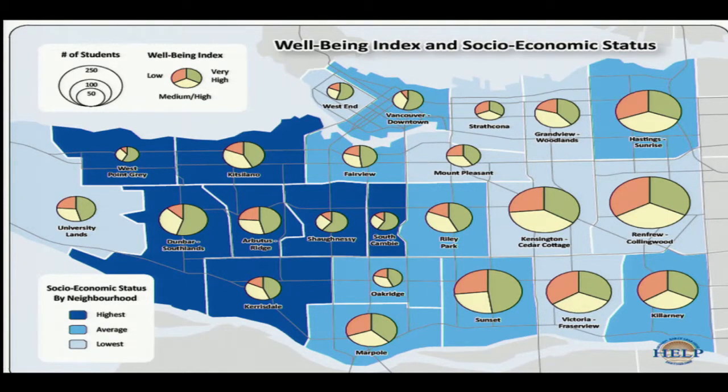And what's interesting here is you could right away see how many kids are thriving versus how many kids are in the low well-being across neighborhoods. And what you see often is not a direct link between socioeconomic status and the well-being index, where you see here under Kerrisdale, it's a high SES area, but a larger proportion of kids who aren't thriving, versus the West End, which is a very low SES area with a higher amount of kids thriving.